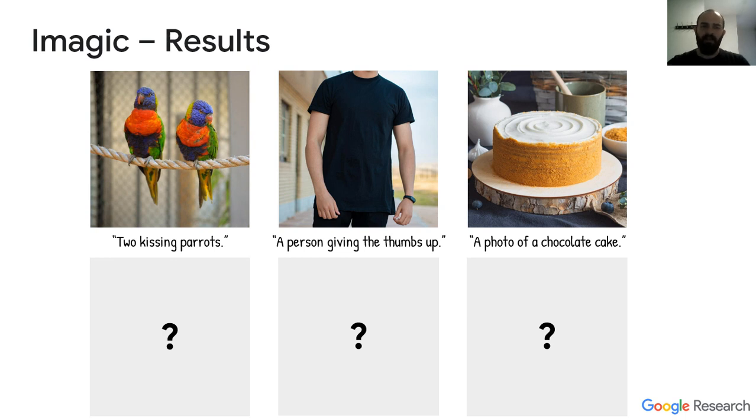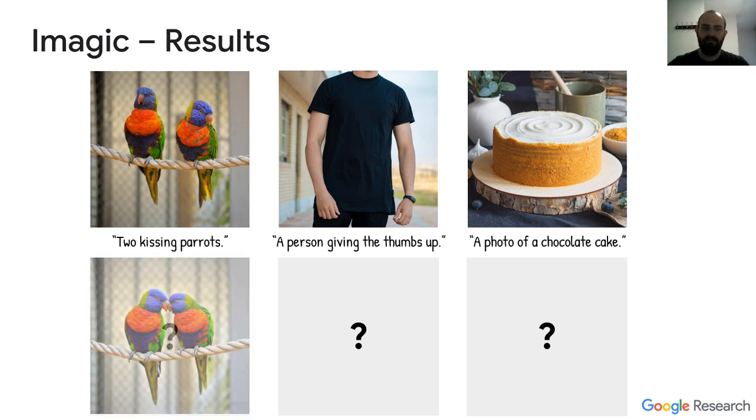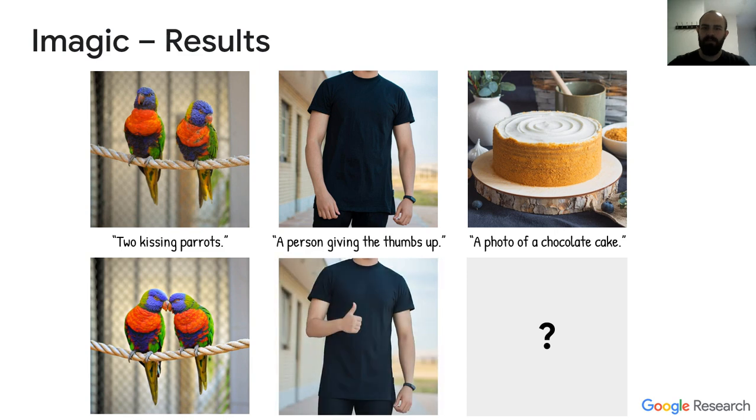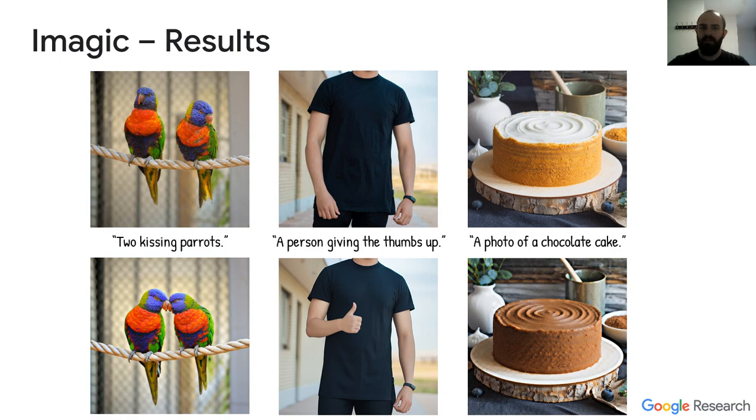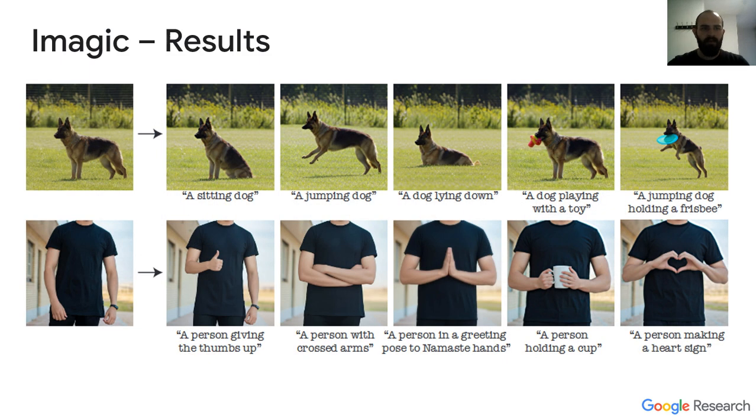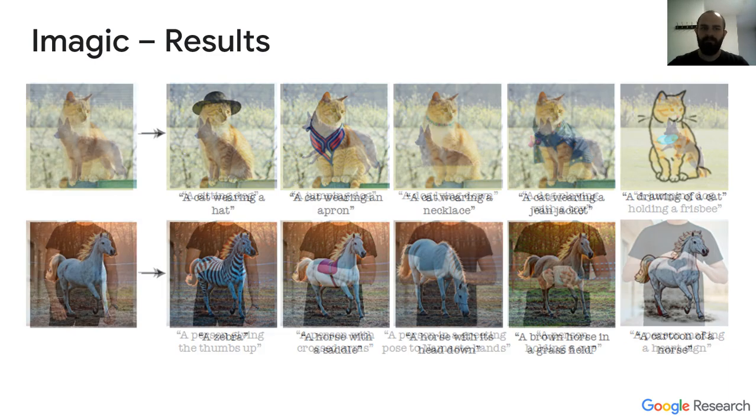Here are some more results from Imagic. For example, here we can edit two objects, two kissing parrots. We can make this person give us the thumbs up, and we can turn this cake into a chocolate cake. As you can see, Imagic works really well. Here we edit the same image using multiple prompts. So for example, the dog can be sitting, jumping, lying down, or playing with a toy. The person can give us the thumbs up, cross their arms, or hold a cup. All very high quality images.